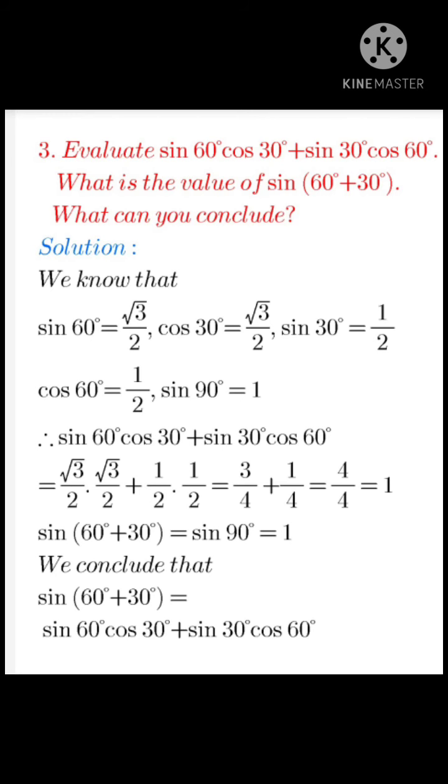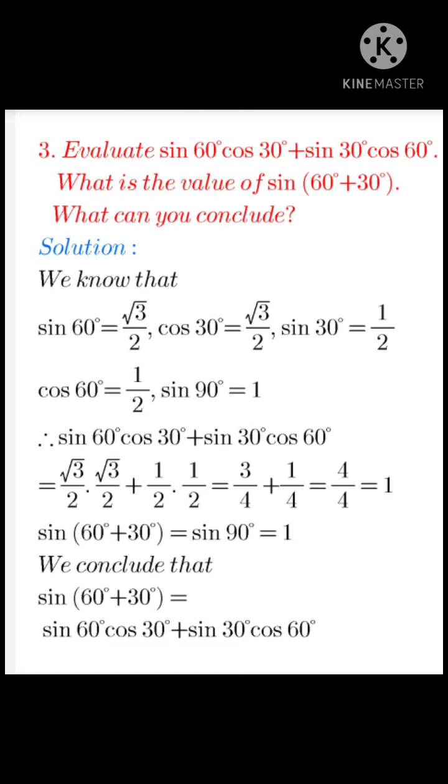Third question, evaluate sine 60 cos 30 plus sine 30 cos 60. What is the value of sine of (60 plus 30)? What can you conclude? Okay students, to solve this question, we know that the value of sine 60 is root 3 by 2 and cos 30 is root 3 by 2, and sine 30 is 1 by 2 and cos 60 is 1 by 2, and sine 90 is 1.